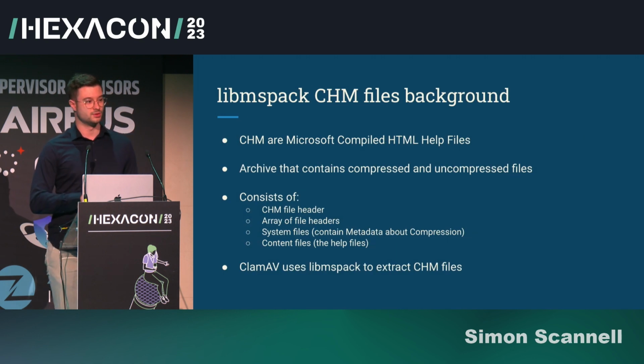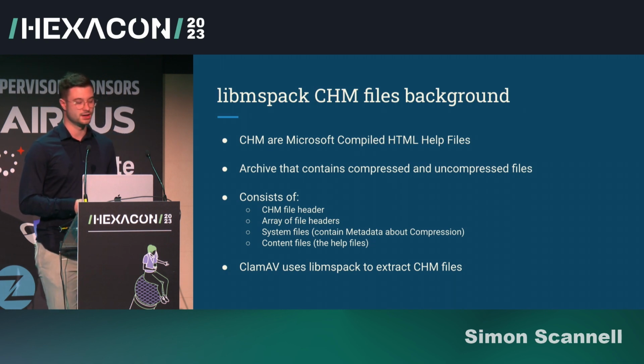So before I get into the actual source code details of this bug, I want to provide a little bit of background on CHM archives, because the way they are unpacked and the flow of unpacking them becomes pretty relevant to the exploit later on. So CHM are Microsoft compiled HTML help files. So they will bundle, for example, ebooks or just multiple HTML files for help, for documentation, etc. And this archive can contain compressed and uncompressed files.